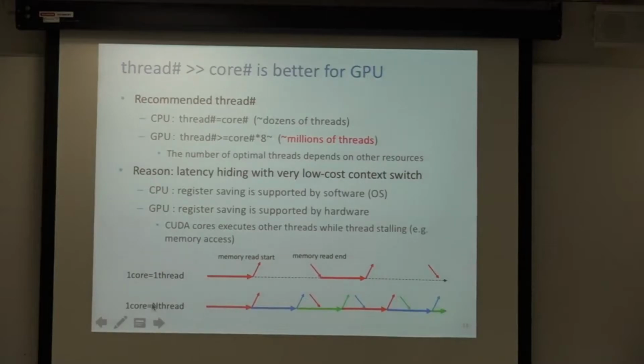If one CUDA core executes 3 threads, it executes something, starts a memory read for thread 1, then the CUDA core switches to the second thread, executes and starts a memory read, and switches to the third thread. This switching is very lightweight. So this is the GPU memory latency hiding mechanism. Hyperthreading is very important for GPU.